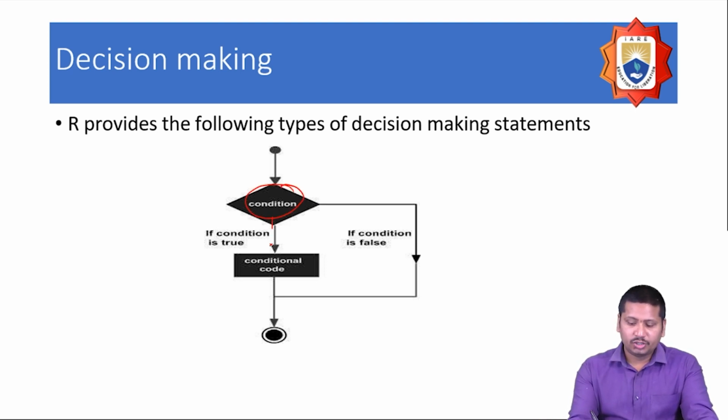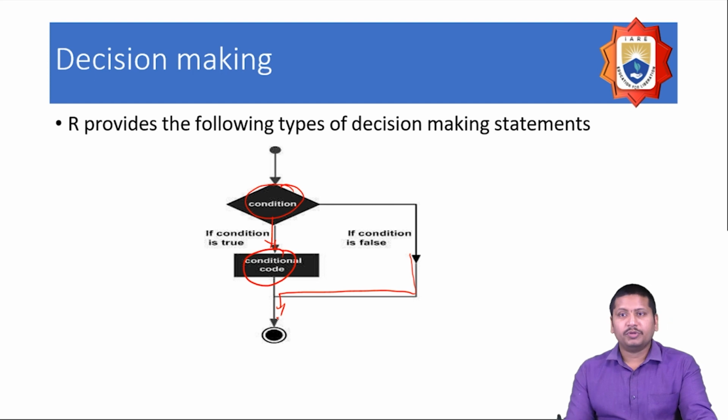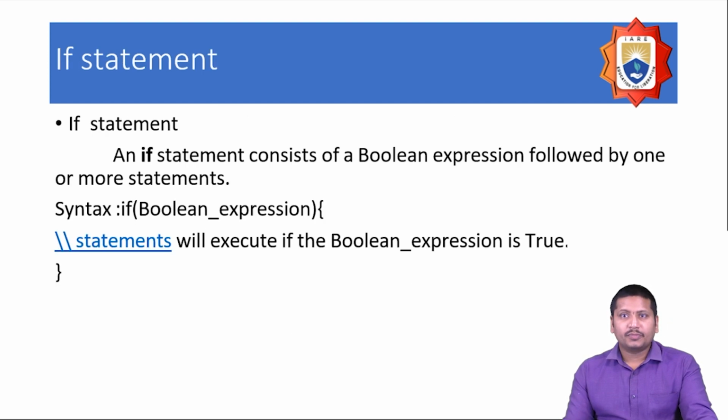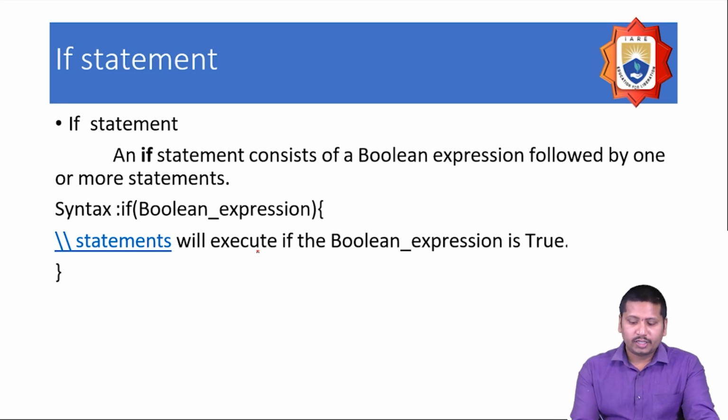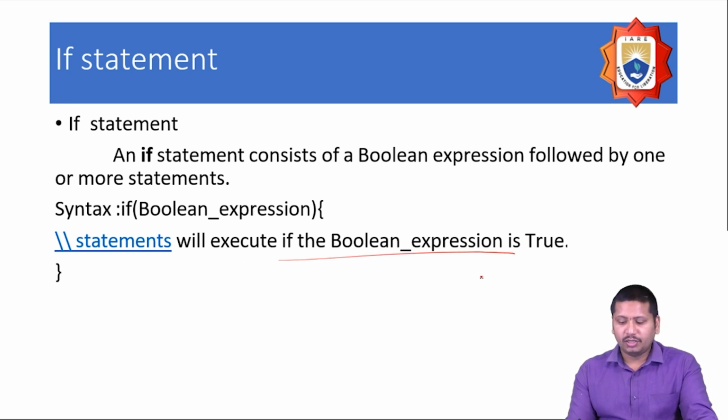If the condition is true, then the conditional code will be executed. If the condition is false, then you can come out of that loop. One of those is the if statement. An if statement consists of a boolean expression followed by one or more statements. If the boolean expression is true, then the statements will be executed.